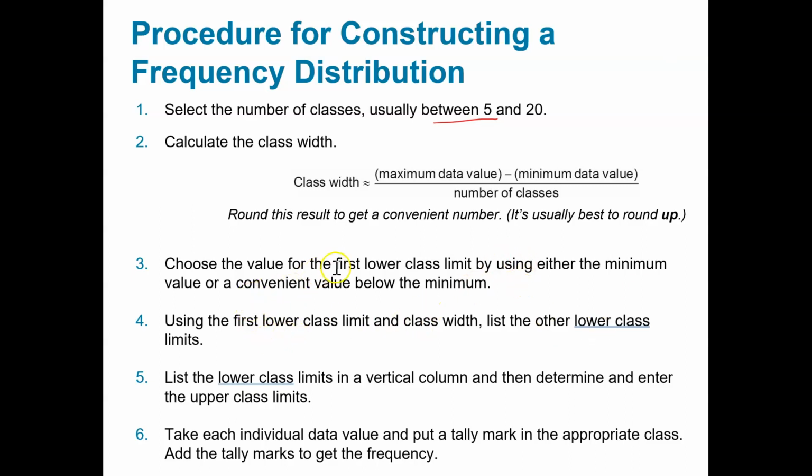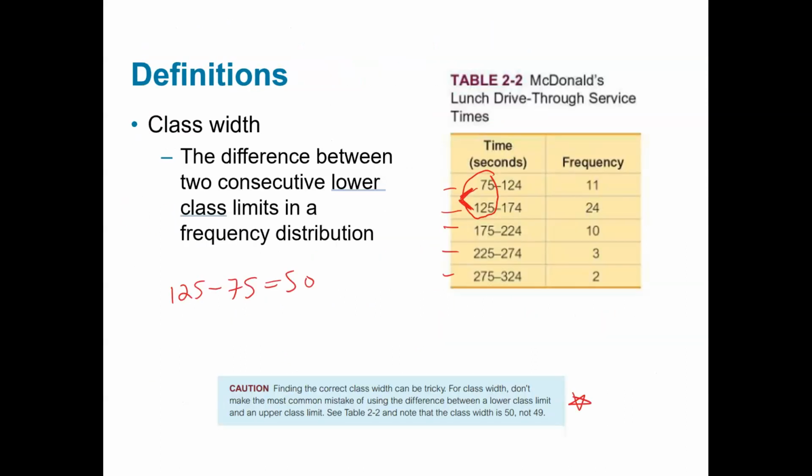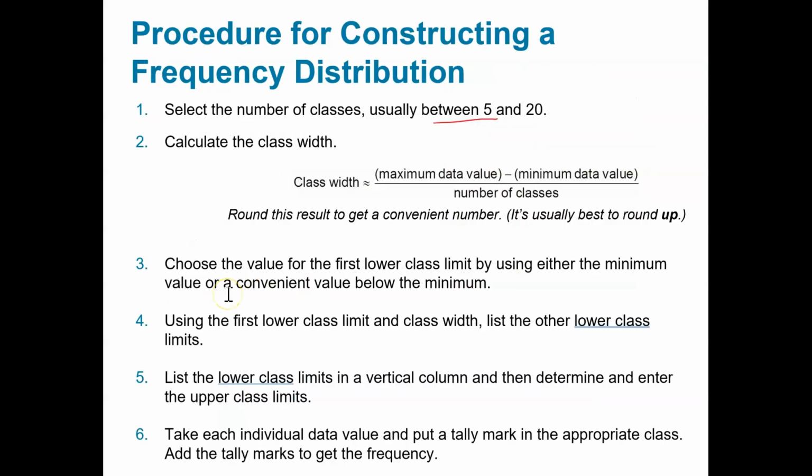Next, you choose the value for the first lower limit. Let's go back here. The first lower limit here was 75. So we want to choose the value for the first lower limit by using either the minimum number or a convenient value. So if my minimum number was 71, I might use 70 or 65. You again have a little freedom here to choose kind of nice, pretty numbers, if you will. Now, you have the first lower class limit and the class width. So the first lower class limit is here. The class width you calculated here. So now you can list all the lower class limits. And again, we're going to do an example of this together.